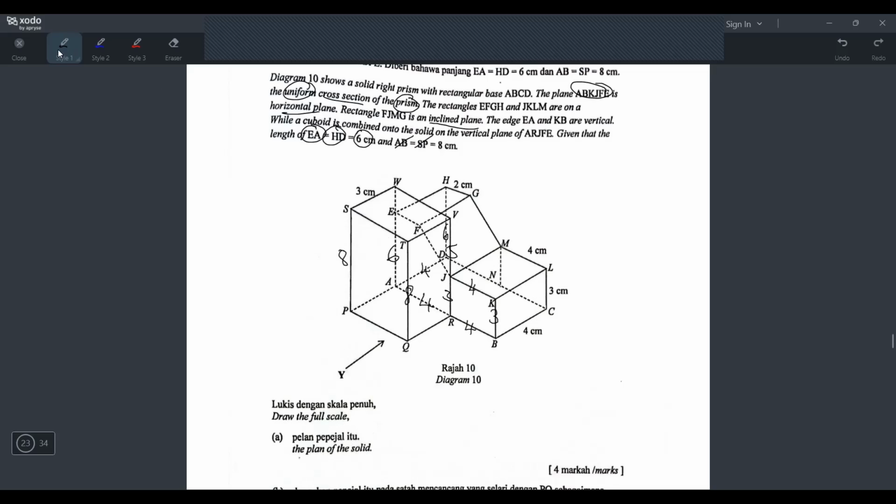Okay, plan means you kena tengok dari atas. Alright. So when you tengok dari atas you will nampak this one, right? So let me use a marker pen, a highlight. So you will nampak this one, you will nampak this one, you will nampak this one, right? But whenever I teach in class, I always teach students to draw the base first. This is the tip that I can give you. It means you should draw this first.